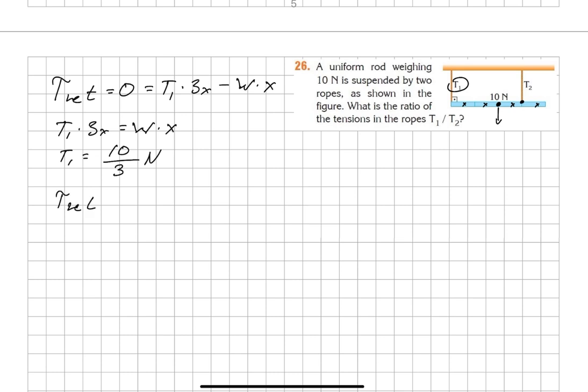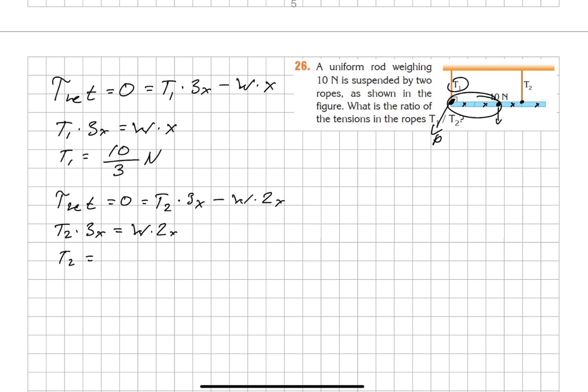Again, torque net is equal to 0. In this case, our pivot is changed. Our pivot is at this point, pivot here. And now tension 2 times, it is again 3x distance away, and minus the weight, instead of just x distance, here it is 2x distance away. So tension 2 times 3x is equal to weight times 2x.